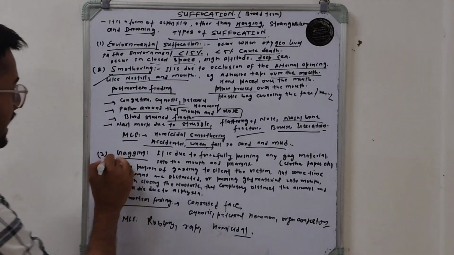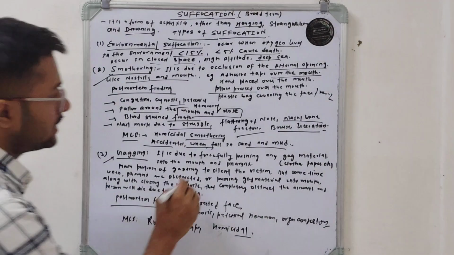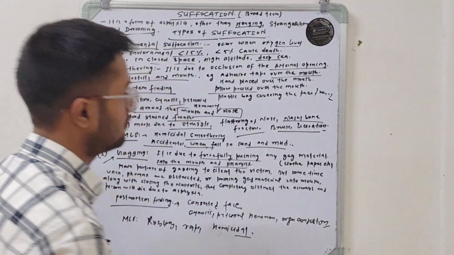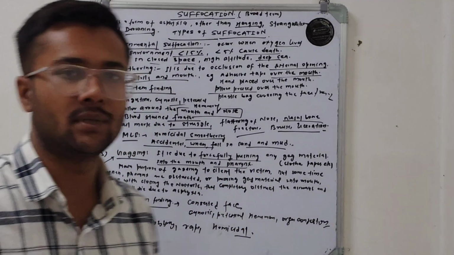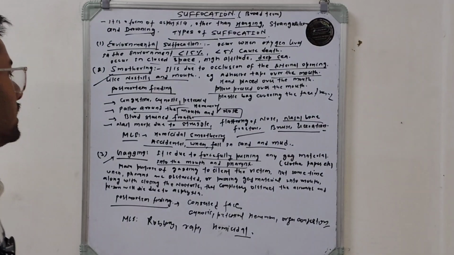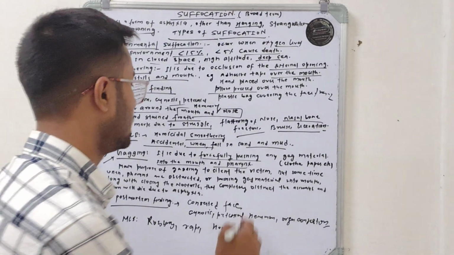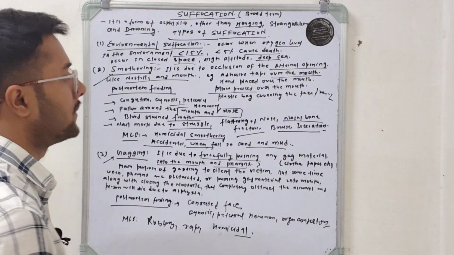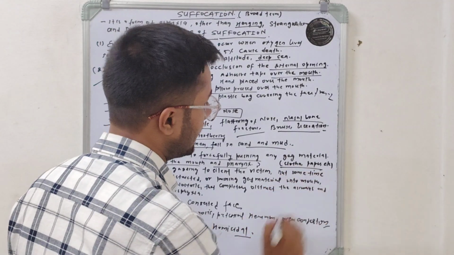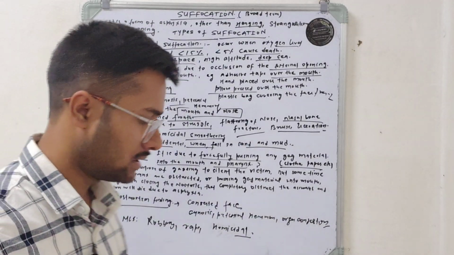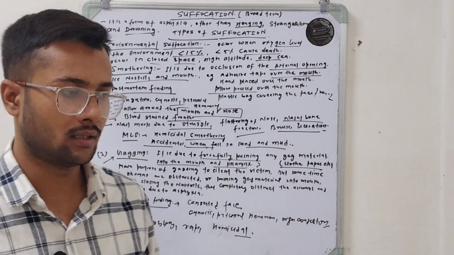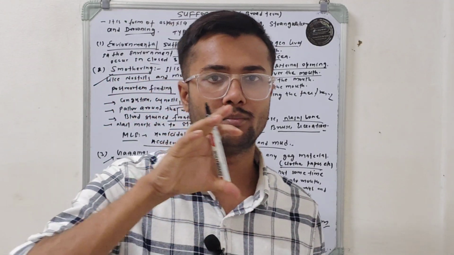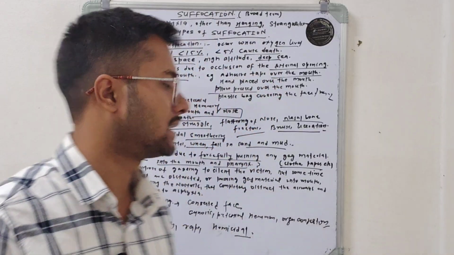The next thing is gagging. It is due to forcefully pushing any gag material into the mouth and pharynx. If anyone forcefully pushes gag material into the mouth and pharynx, we call the condition gagging. The common gag materials are cloth and paper. Normally, criminals who want to silence their victims push cloth or a paper ball into the mouth to silence them.